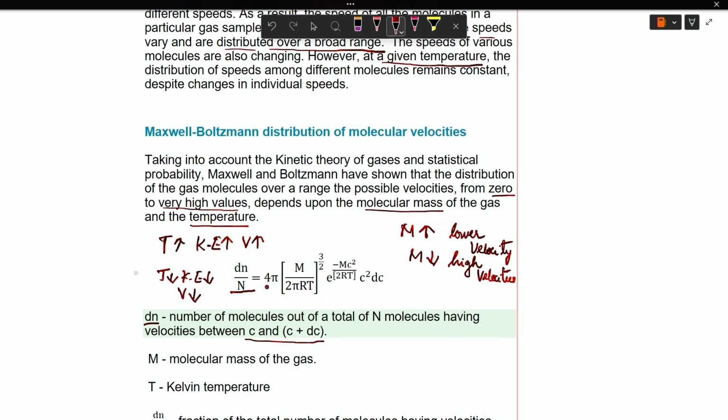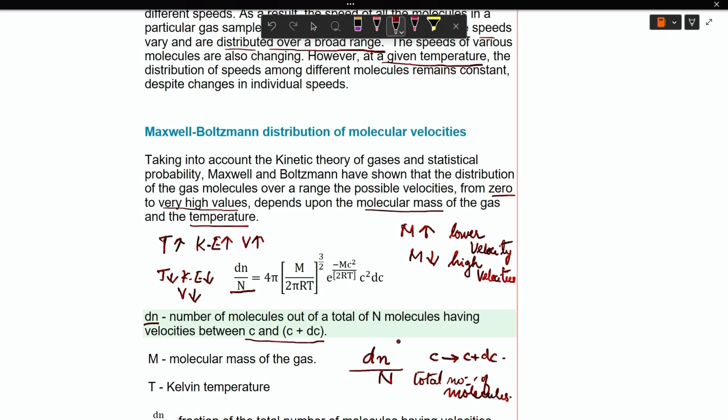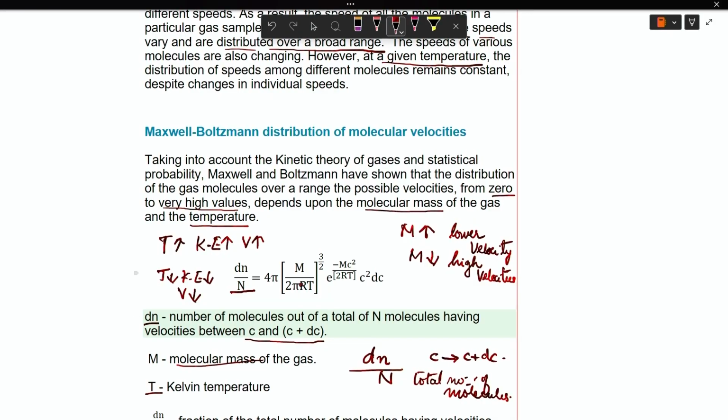Now it is clear that capital N is the total number of molecules, and dN is the number of molecules having velocities between c and c plus dc. So, out of the total number of molecules, dN molecules possess velocities between c and c plus dc. This dN by N is considered as the fraction of the total number of molecules that possess a velocity between c and c plus dc. Here m is the molecular mass of the gas, T is the Kelvin temperature, and capital R, as you all know, is the universal gas constant.